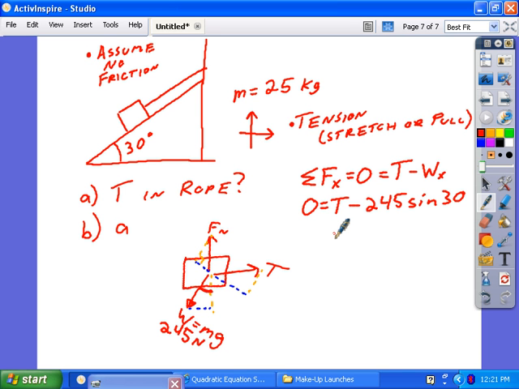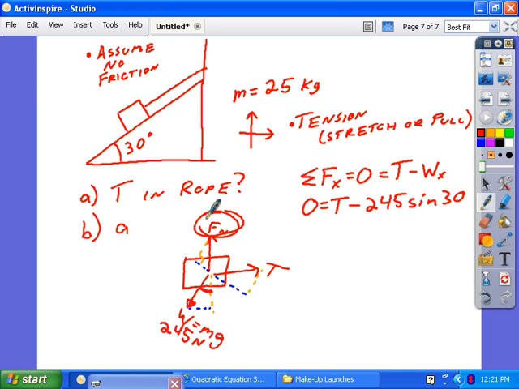Now, it turns out that if I'm not asked about the normal force, I'm not going to worry about finding the normal force. For right now, they don't ask anything about that normal force. So because of that, I'm just going to leave it go. Alright? Now, the acceleration. That's kind of interesting.